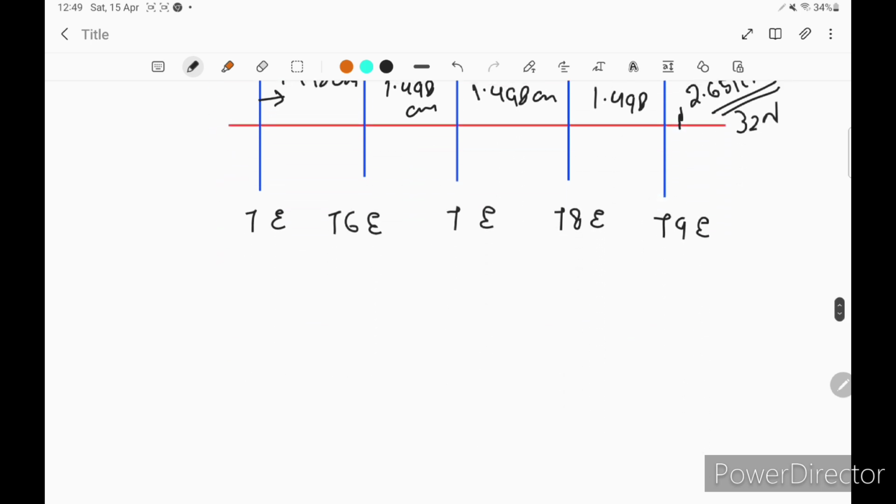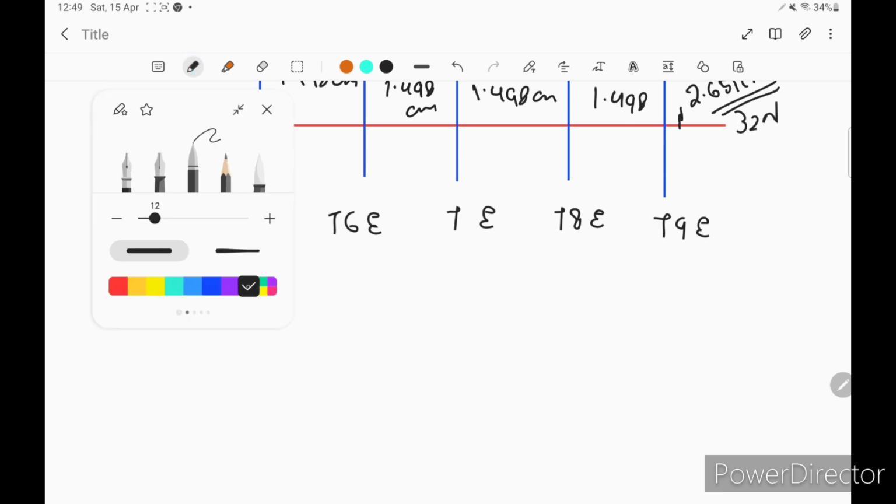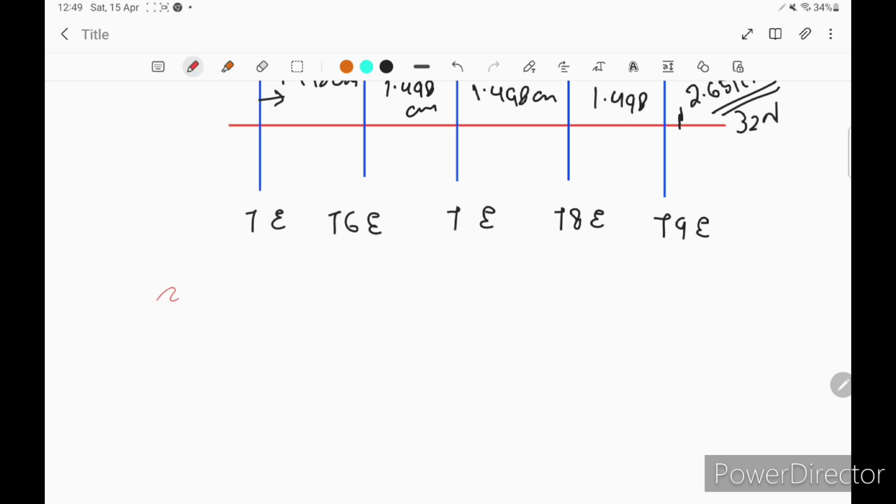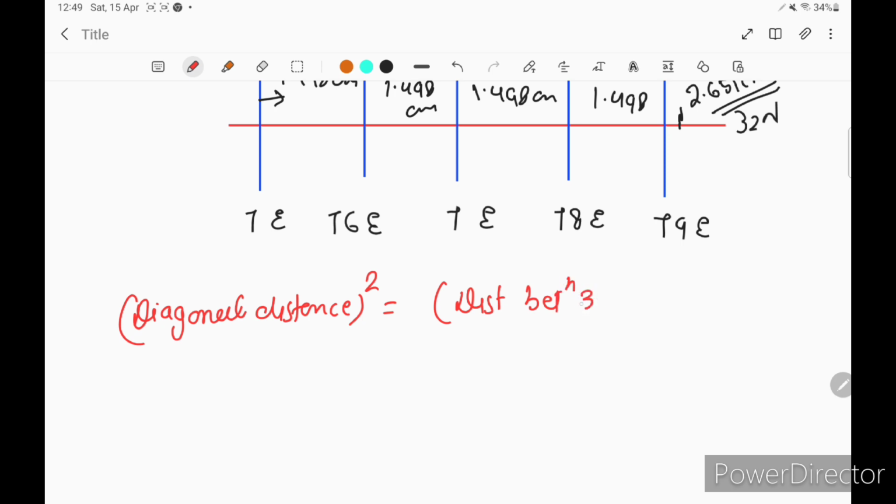Now we have to calculate the diagonal distance. So the formula is: diagonal distance square is equal to the distance between 32 to 35 degree square plus the distance between 75 to 79 degree square.